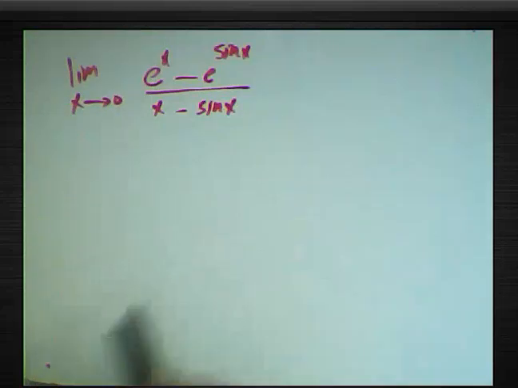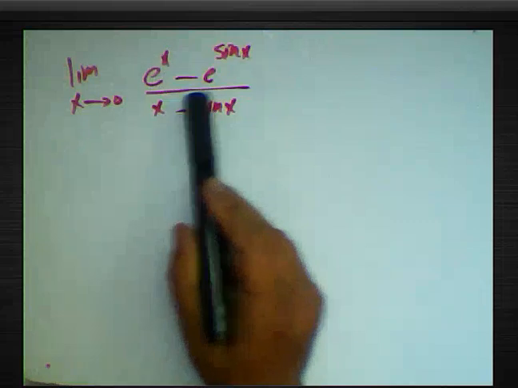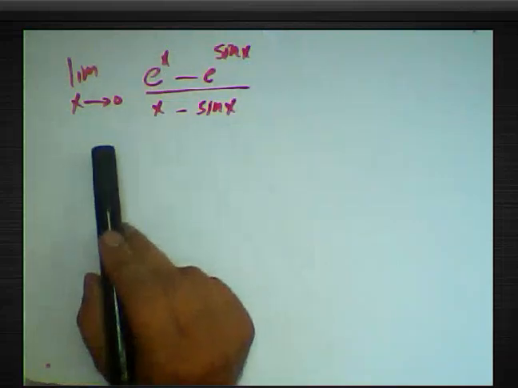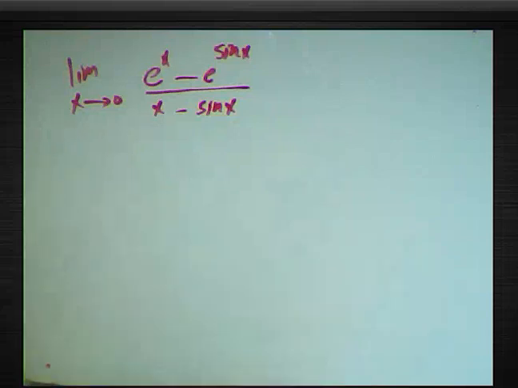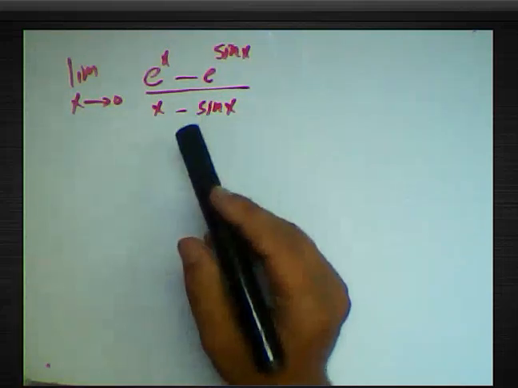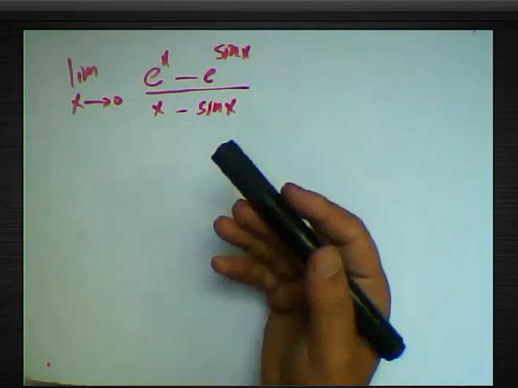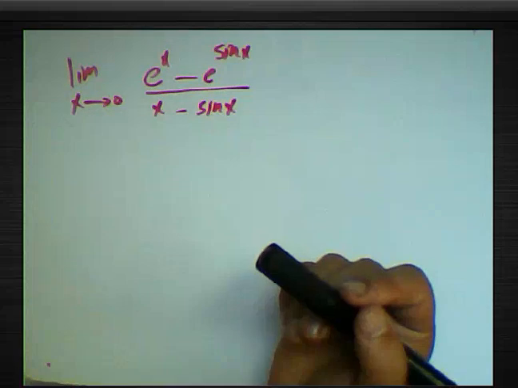Look at this example: limit when x approaches 0 of e to the power x minus e to the power sine x over x minus sine x. If we put x equals 0, the result will be 0 over 0, undefined. So we must think about this rule. We know e to the power x minus 1 over x will be 1. Okay, can you think with me?